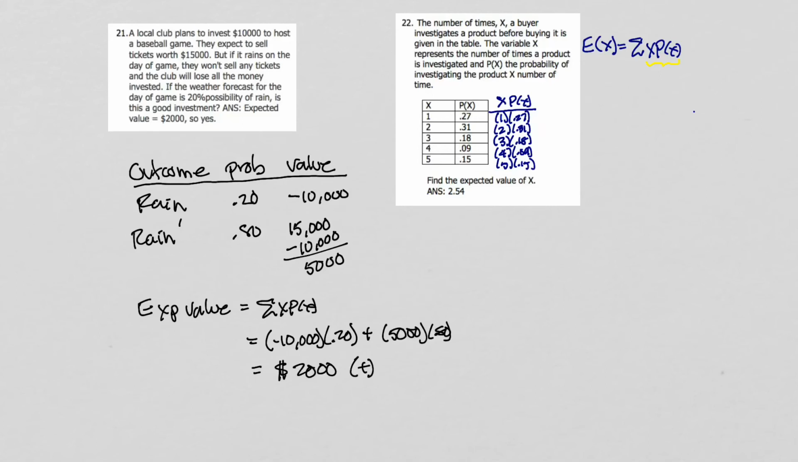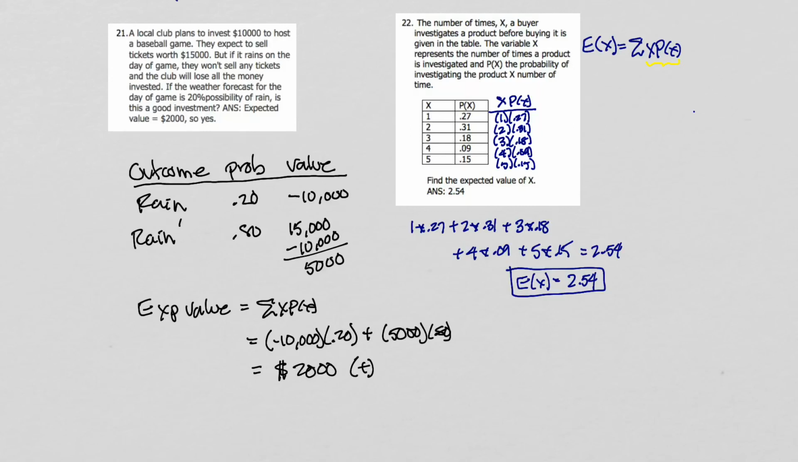So on my calculator, I just did this. I just typed in 1 times 0.27 plus 2 times 0.31 plus 3 times 0.18 plus 4 times 0.09 plus 5 times 0.15, and that gave me this number right here, the 2.54. So that comes out to 2.54. So what we're saying here is this, that the expected value of x is 2.54.